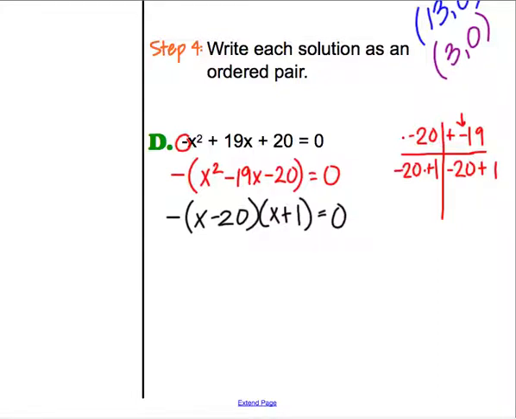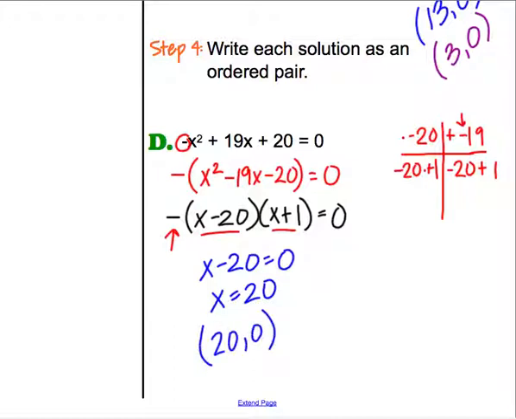Now, the big thing here, remember, is that while this is important, it is not important when it comes to solving the quadratic, because we're looking solely at these two parts of our factored form binomials. So we have here x minus 20 equal to 0, which is x equals 20, which means my ordered pair is 20, 0. The other one is x plus 1 equal to 0, which I know is x equals negative 1, which means my other ordered pair is negative 1, 0.